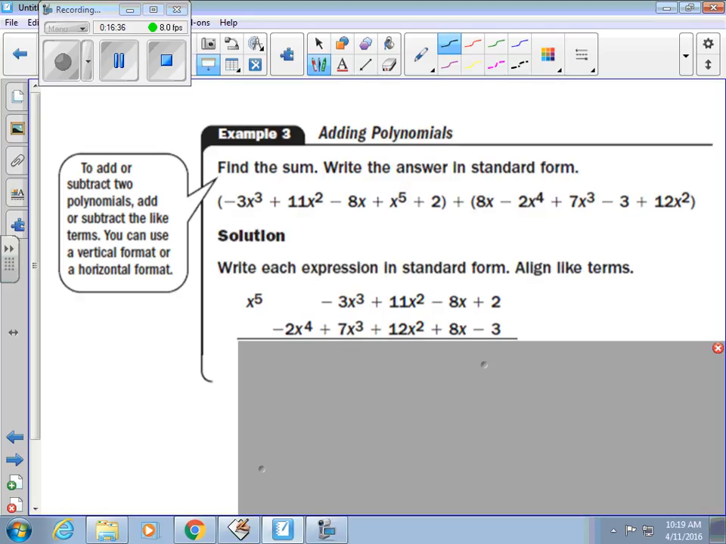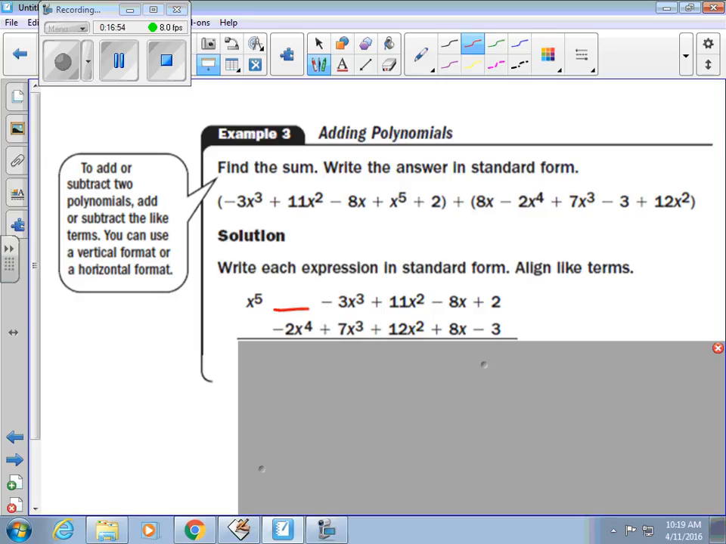So for this first one, notice how they stack these on top of each other. X to the 5th is the largest degree. And then there's a space right here because there's no x to the 4th. That's just like having 0 as a coefficient. Then negative 3x cubed, then 11x squared, then negative 8x, then 2.